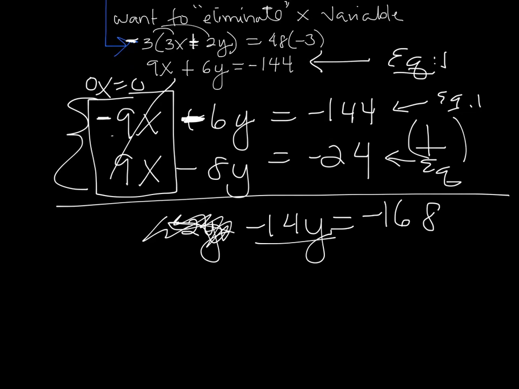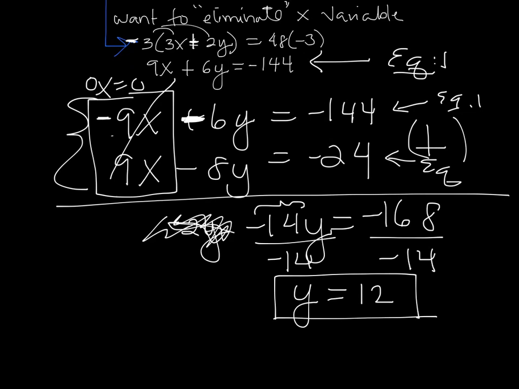And I want to solve for y, so I'm going to divide by negative 14, the coefficient. And this is just 1y, and 168 divided by 14 is positive 12. So I found my y value. So there's a unique solution here. Remember, we're trying to find the point of intersection. Right now, my y value is 12. So now all we need to find is the x value.